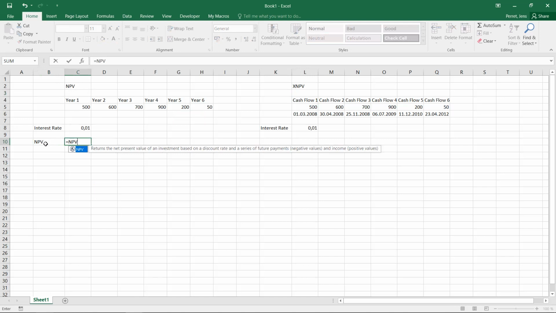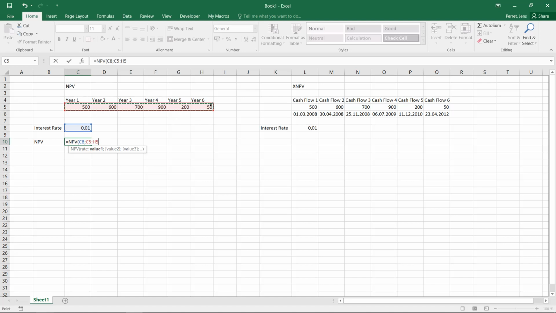So it's NPV. We open this, we directly see what he wants first is the interest rate and then some values. So here I can just select the range of values. I don't have to tell him anything more because he automatically knows those payments, those cash flows occur always at the same time, at the time frame where this is the corresponding interest rate. So we can close this here.